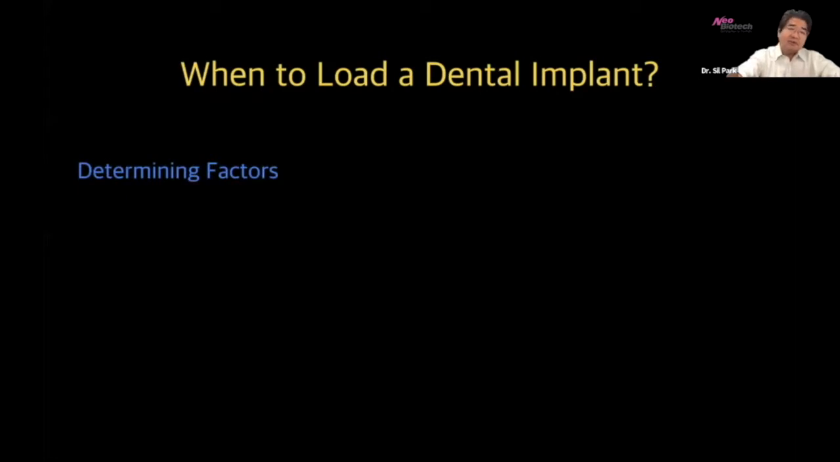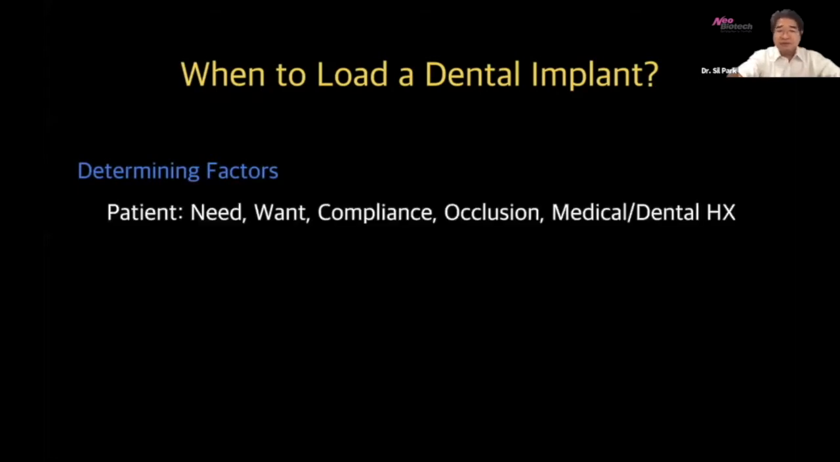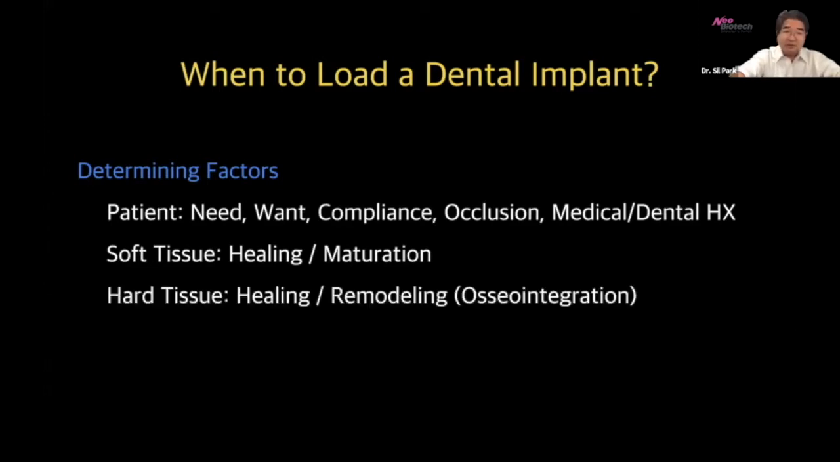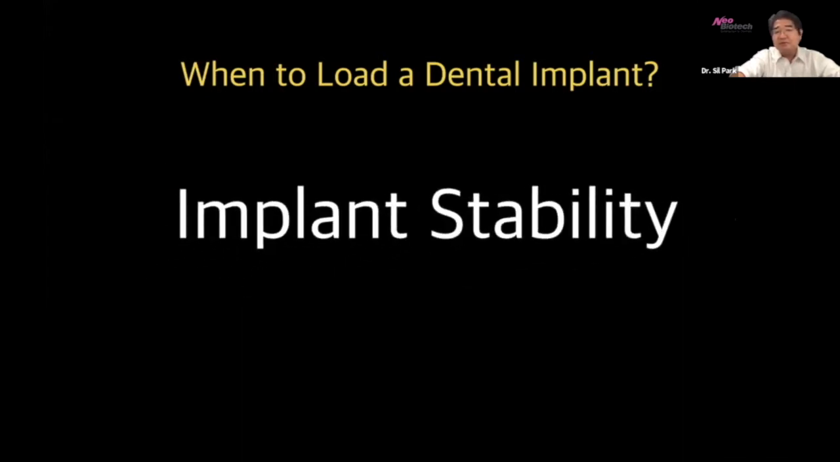So for those determining factors, we have the patient: what the patient needs, what the patient wants, compliance and occlusion, and also medical and dental history. We also need to look at the soft tissue, whether the soft tissue around the implant has healed well and matured very well if we graft the soft tissue. And also hard tissue, that is bone, right? Whether the infection is gone, the remodeling is done, and the integration is done. And last but not least, implant stability. We're going to discuss that.